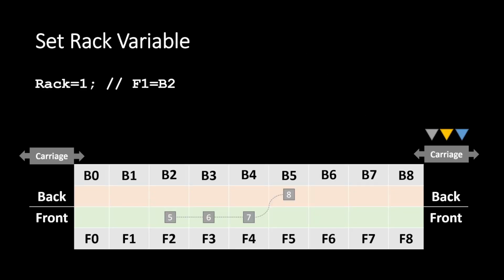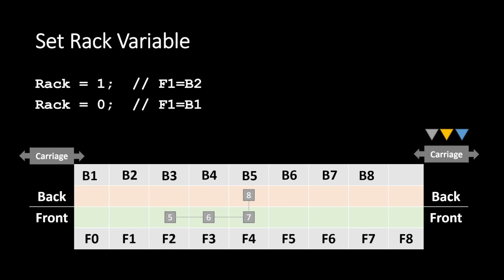So let's start by racking 1. This shifts B5 to be aligned with F4. We can also rack to 0, which will realign everything back to the standard racking. And notice that the loops in the back bed are always being moved in this case. So here we're realigning so that F5 and B5 are aligned, and that loop number 8 is being moved directly.